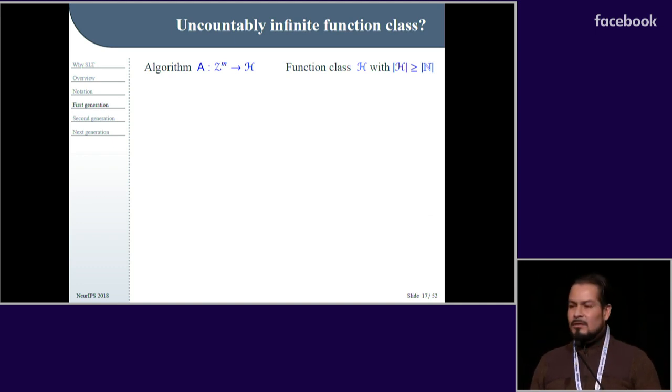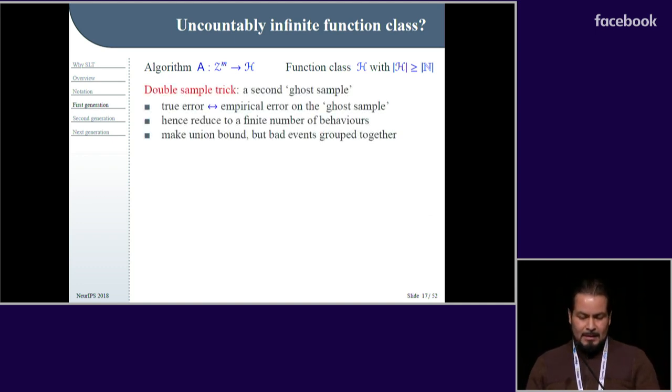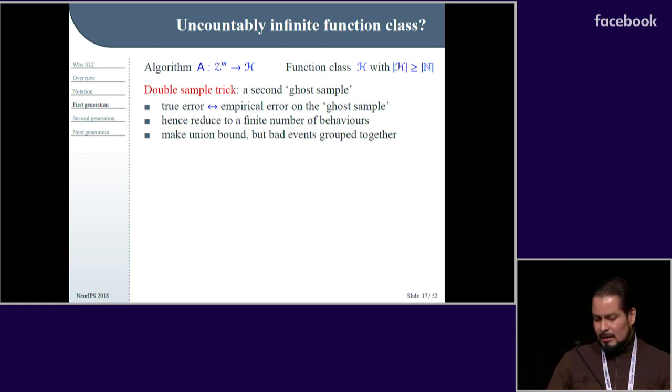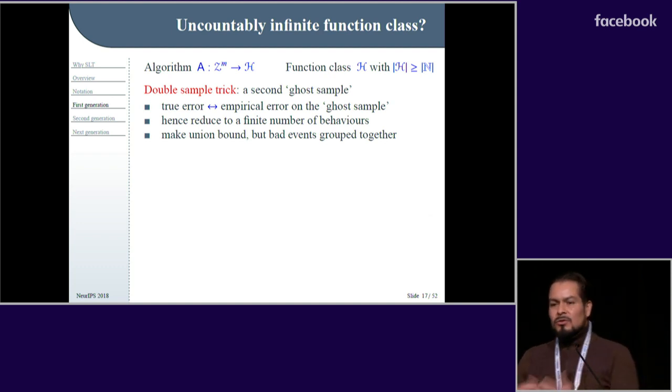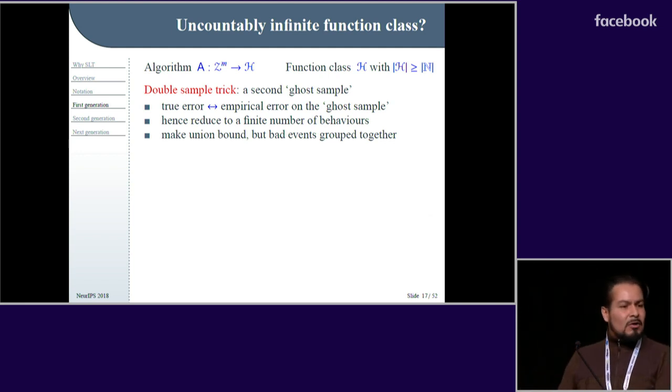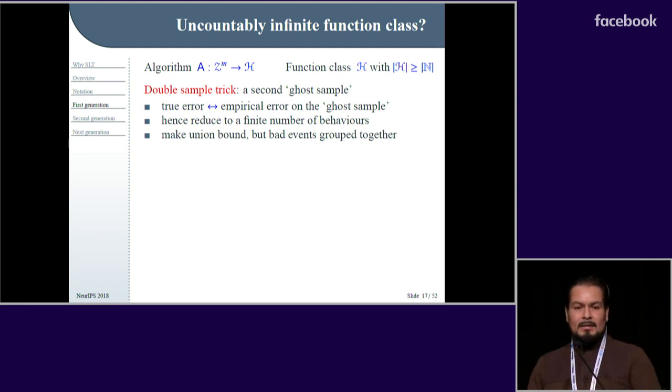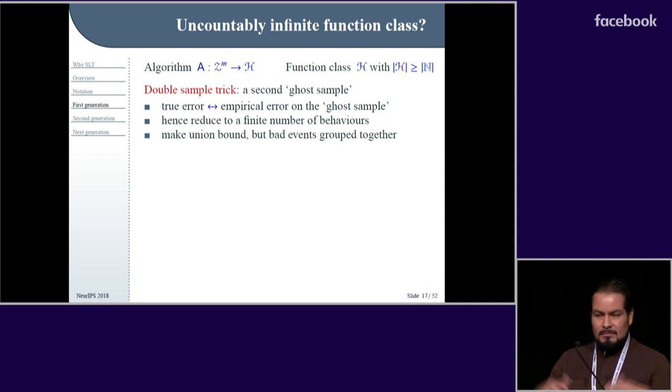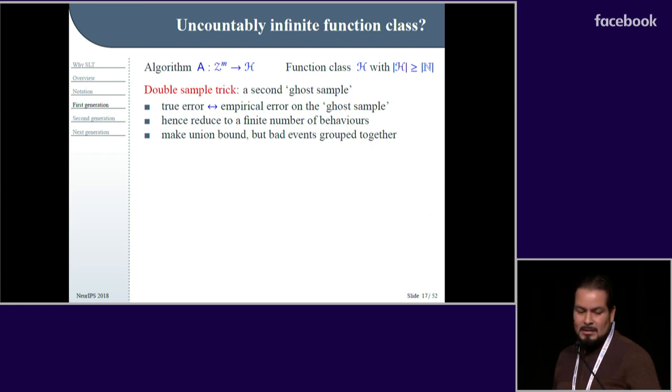I'm going to describe the main steps of what is done in this case. One approach used to handle this case is what's called the double sample trick. You use a ghost sample, an independent copy of the sample. Doing that, you pass from looking at the theoretical error to looking at the empirical error on the ghost sample. Then instead of dealing with a huge space where the theoretical error lives, you're basically looking at a finite number of possible behaviors determined by the second sample.